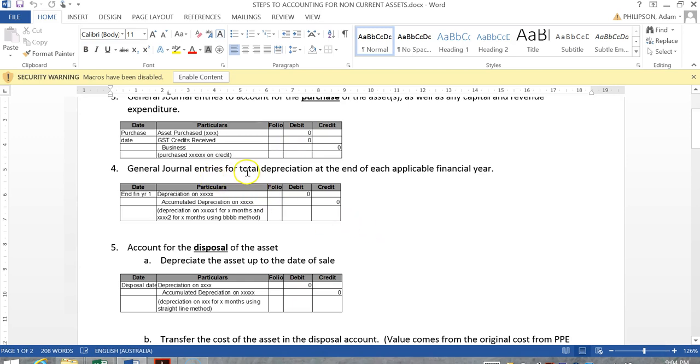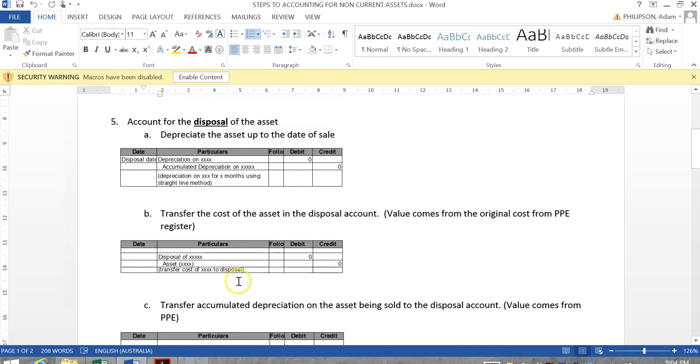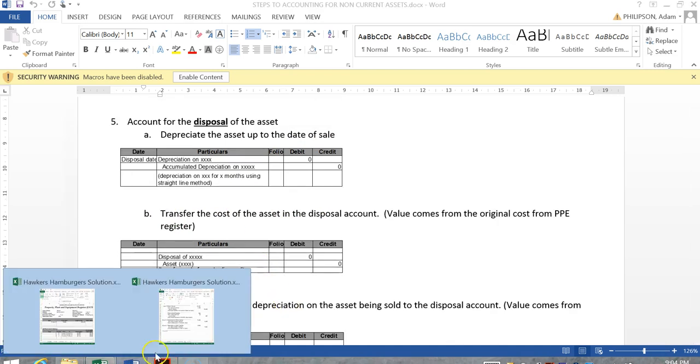General journals for total depreciation at the end of each applicable financial year. So we've done that for 2013 and 2014. And now we're going to start accounting for the disposal of 555 HRE. So first step, account for the disposal, depreciate the asset up to the date of sale. Then transfer the cost of the asset, then transfer its accumulated depreciation.